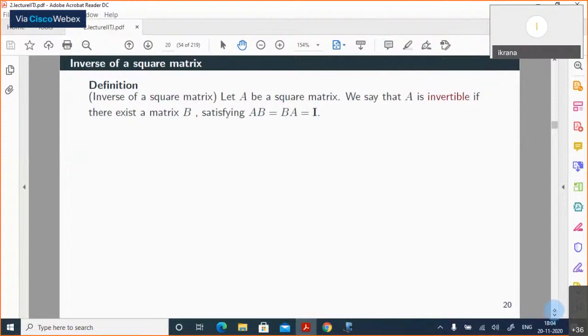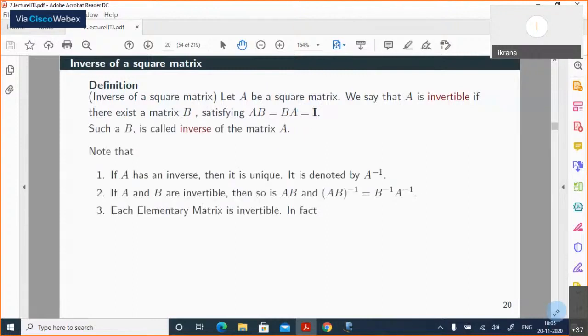So now let us start looking at some applications of this. The first one is exploring the inverse of a square matrix. We say that a square matrix A is invertible if we can find another square matrix B of the same order such that AB equals BA equals identity. One proves that such a matrix, if it exists, is unique and is called the inverse of the matrix A. So we want to explore this possibility.